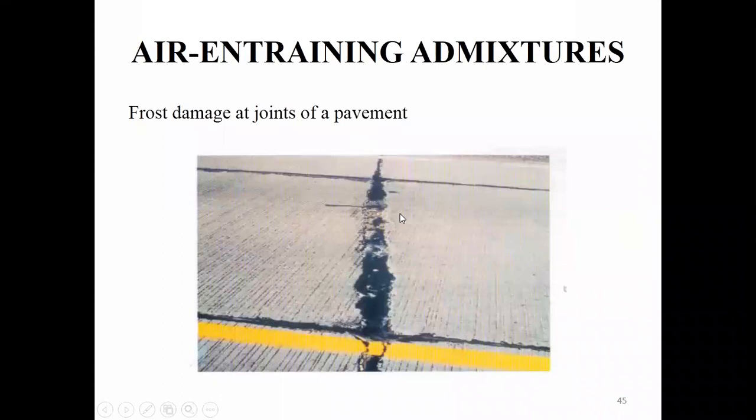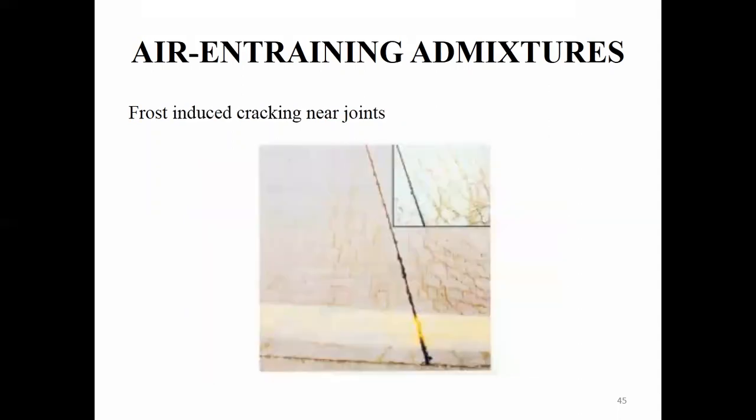Frost damage on joints of the pavement. On the pavement surface, some crack is developed. Here water will get accumulated, and at a certain temperature it forms ice. The volume of the ice will be 10% higher than the volume of the water. So it causes volume instability. It will make the concrete develop more cracks, and the crack region will get enlarged. To overcome these effects, we can adopt air entraining admixtures.